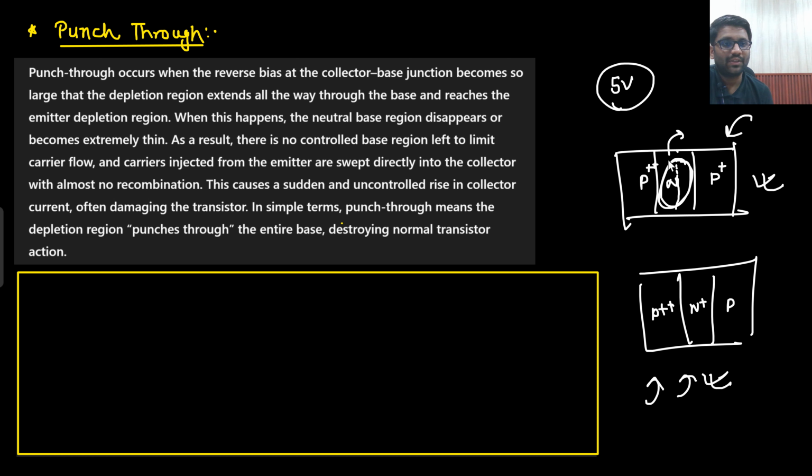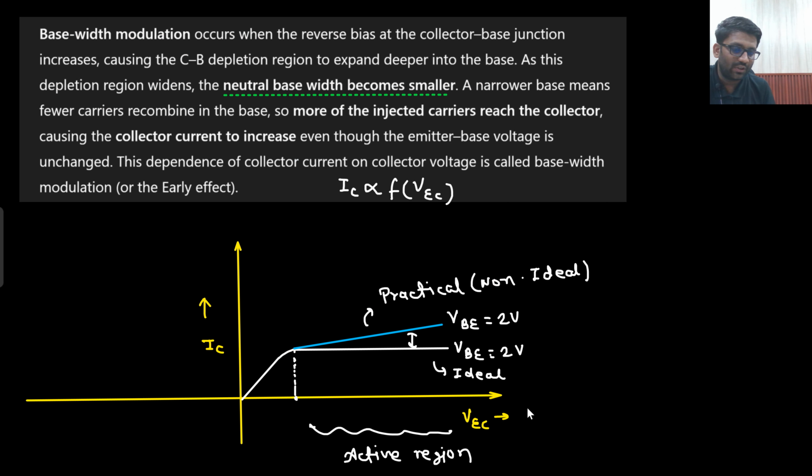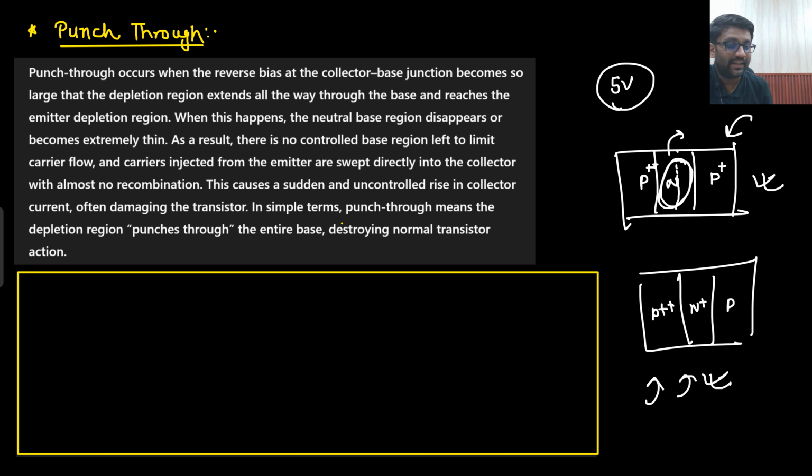If IB is becoming 0, that means there is no recombination and the reverse bias is making some impact on IC. So this is not my desired condition. I don't want this particular condition. I want IC to be beta IB. This is something that I want. I want this particular operation. So punch through is not a desired condition.